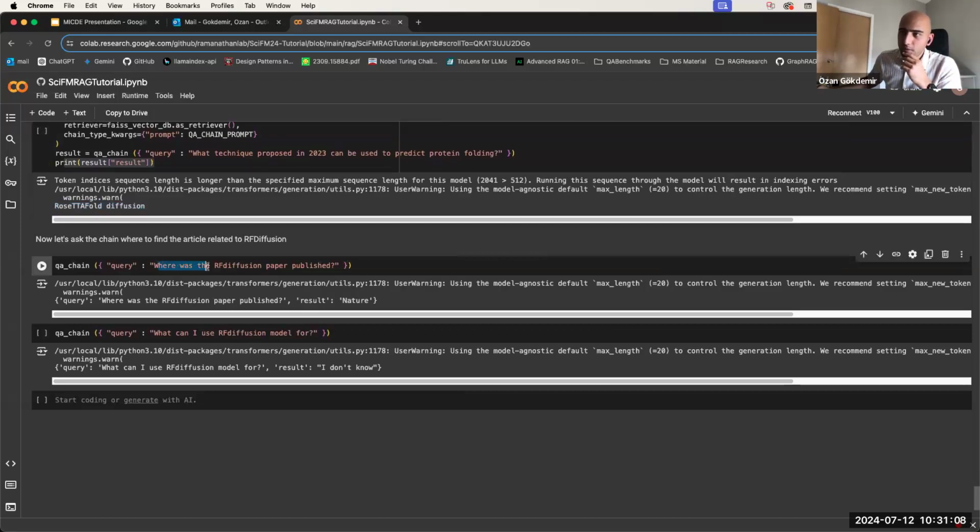Now, let's ask, where was the RF diffusion paper published? And the model goes and says Nature, which is true, because if you go to Rosetta Fold, you'll see that it was a Nature article, published in the journal Nature. But I put this one here to show that this is not an end-all-be-all, will-answer-everything type of situation. When you ask, what can I use the RF diffusion model for? It will go and say, I don't know.